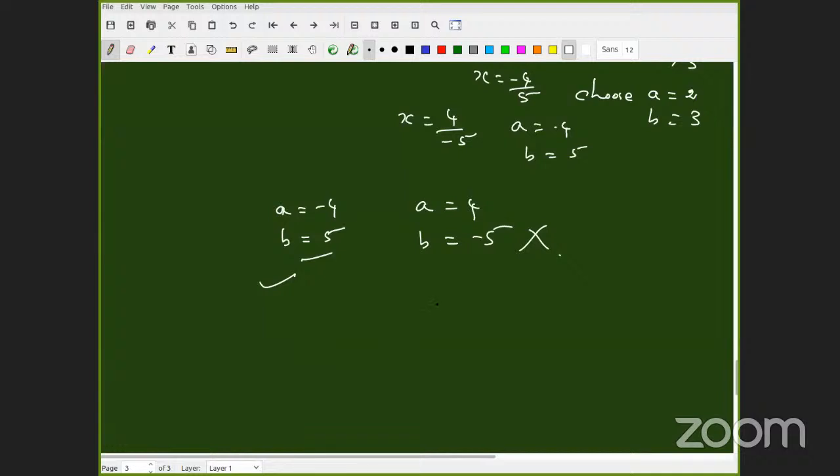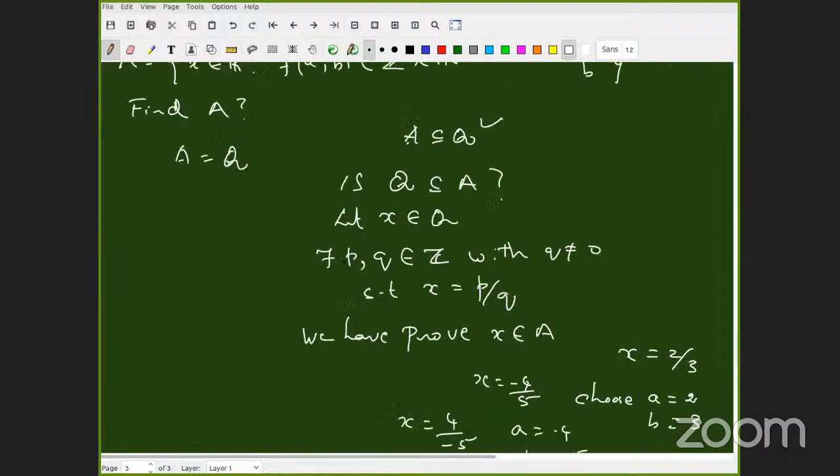Go back to the discussion room. See, here we have changed the proof, digressed. Now we have to prove X in A. So there are two cases. One is q is positive. If q is positive, in that case, tell me what is a, what is b. If q is negative, again you have to say what is a, what is b. In terms of p and q only.